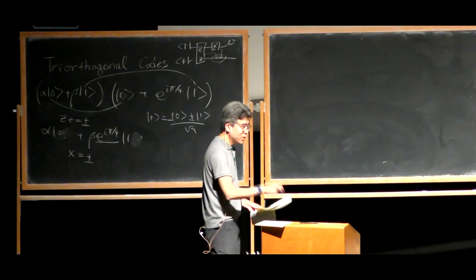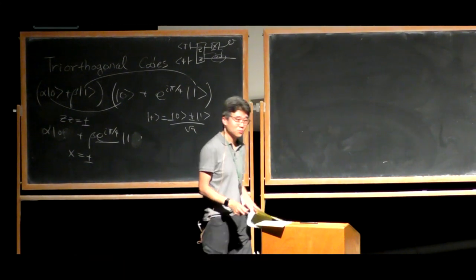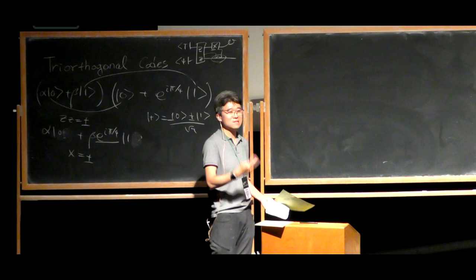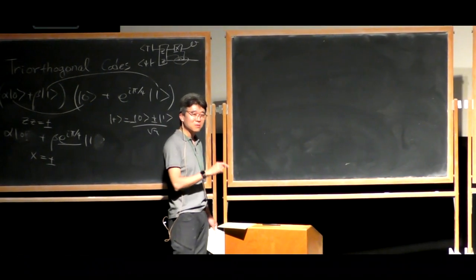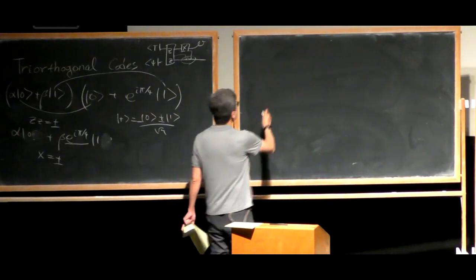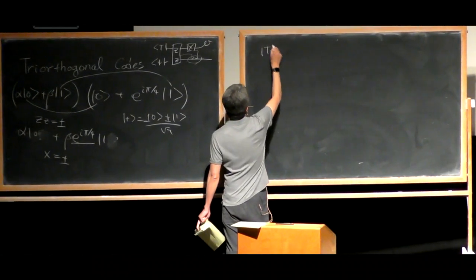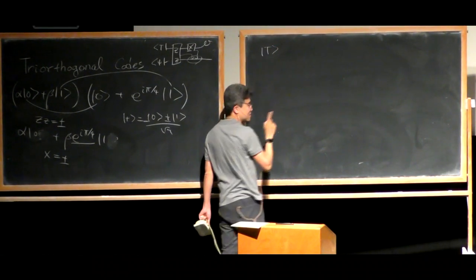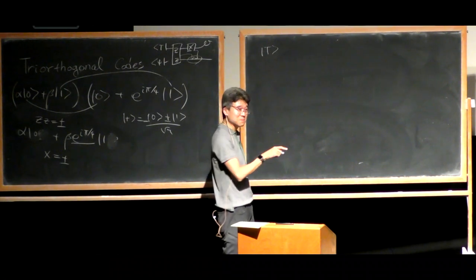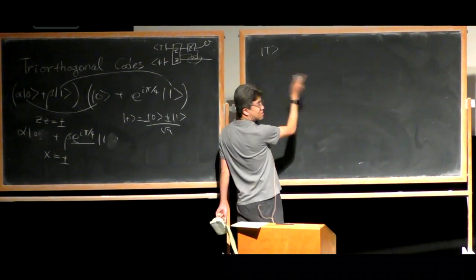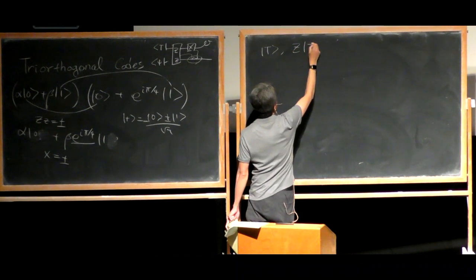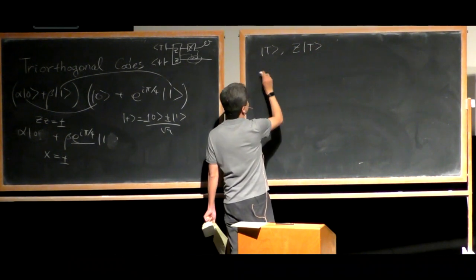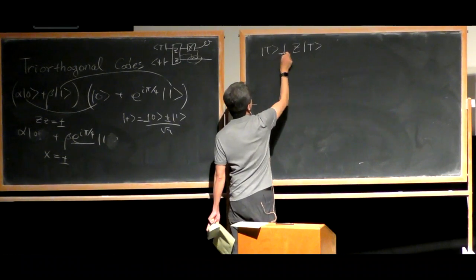Now, we want to talk about the coding. So we want to talk about how to distill a T state. And for that matter, let's think about the noise model first. The T state is a one state in a two-dimensional qubit Hilbert space. What's the orthogonal state? It's going to be the Z times T because, yeah, they are orthogonal.